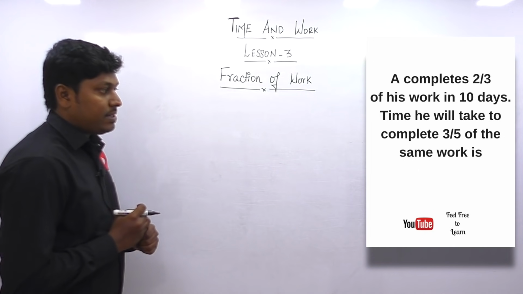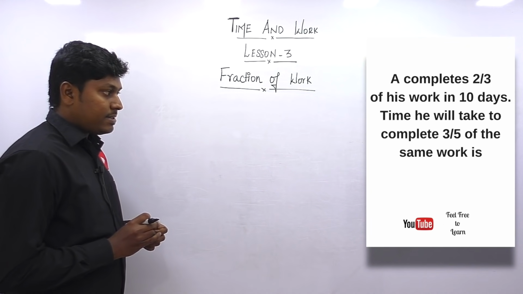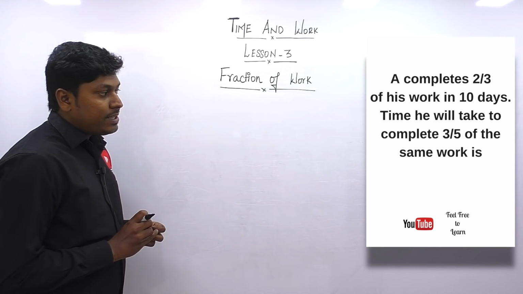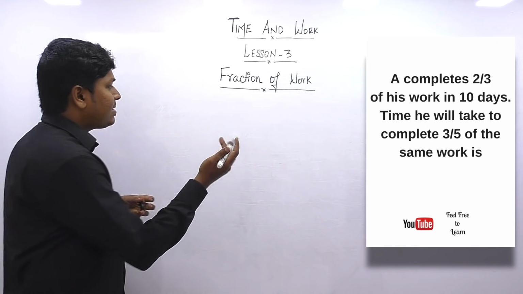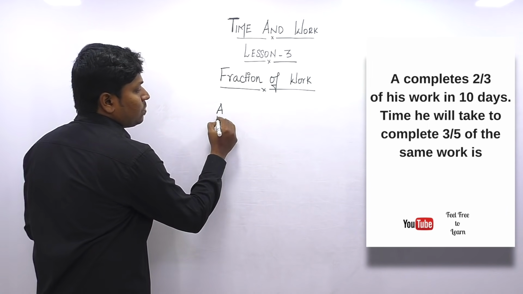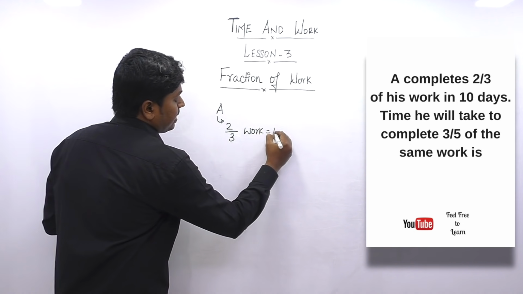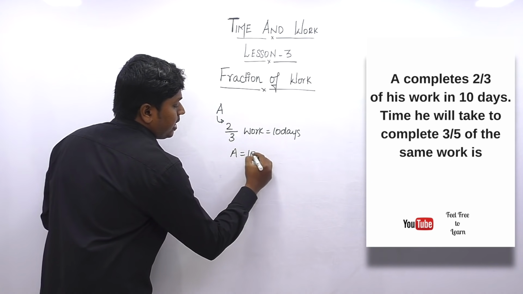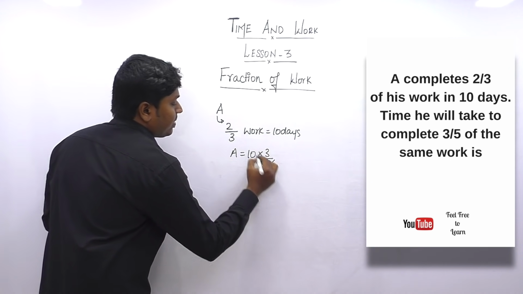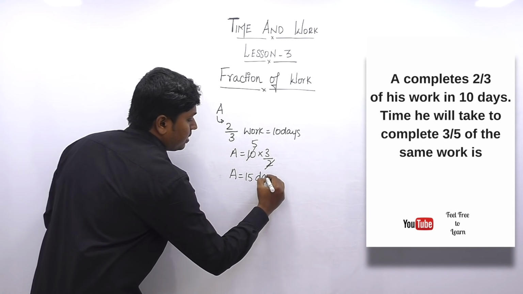Last, 8th question. A completes 2/3 of his work in 10 days. What time will he take to complete 3 by 5 of the same work? I think it's a very simple question, right? What they are saying is A completes 2 by 3rd of the work in 10 days, right? So 2 by 3rd work in 10 days. So we can say that A alone will take 10 into 3 by 2. So when you cancel, this becomes 5. So A alone takes 15 days to complete the work.